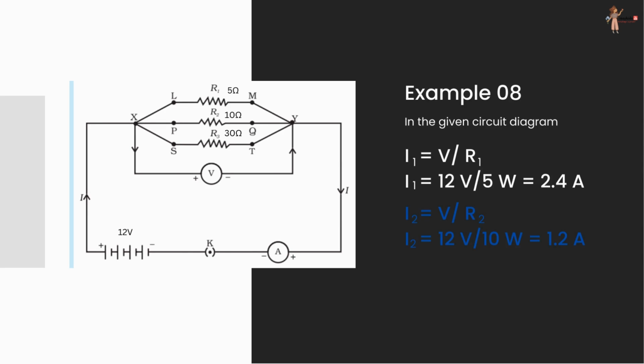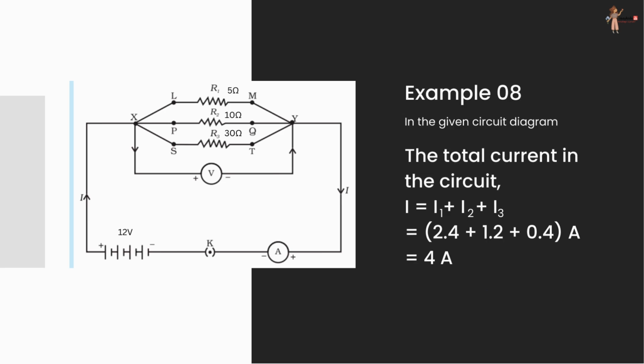The current I2 through R2 is V upon R2. So, I2 is equal to 12 upon 10, which is 1.2 amperes. The current I3 through R3 would be V upon R3. So it will be 12 upon 30, which is 0.4 amperes. The total current in the circuit would be I1 plus I2 plus I3. So 2.4 plus 1.2 plus 0.4, which is 4 amperes.